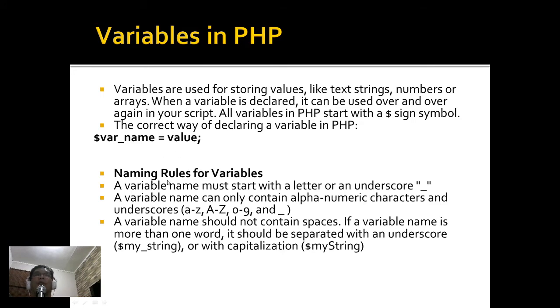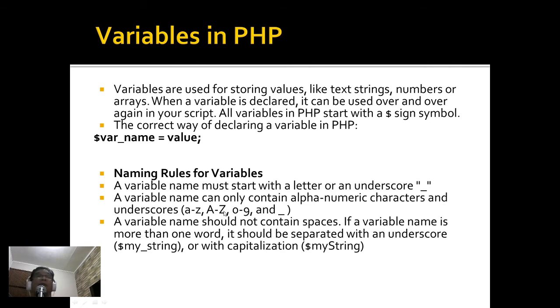Let's take a look at the naming rules for variables. The naming rules are quite similar to other languages. A variable name must start with a letter or an underscore. Most of the time we should use a letter rather than an underscore. A variable name can only contain alphanumeric characters, so only alphabets, numbers and underscores. A variable name should not contain spaces, so take note of that. This is a common mistake of others.